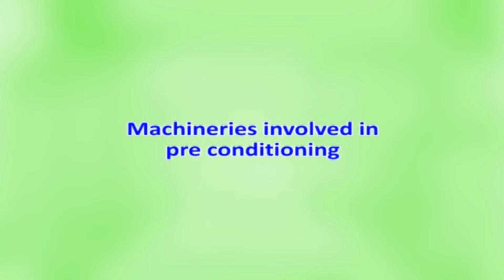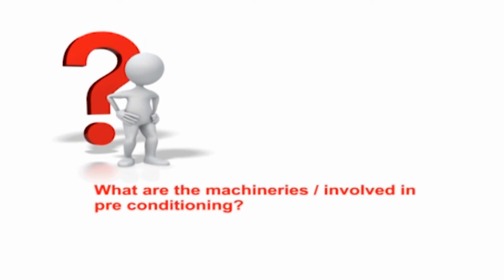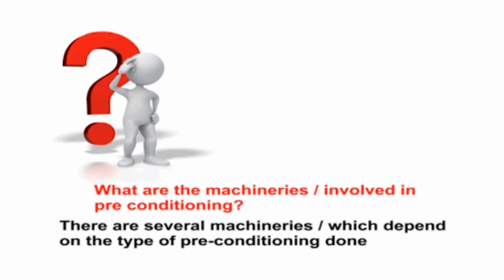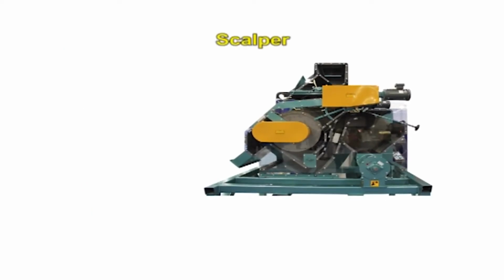It helps in smooth flow of seeds through the processing unit. Thereby, processing accuracy is improved and processing capacity is improved. All the aforementioned attributes help in improving the processing efficiency. So, what are the machineries involved in preconditioning? There are several machineries which depend on the type of preconditioning done. One such machine is known as scalper.